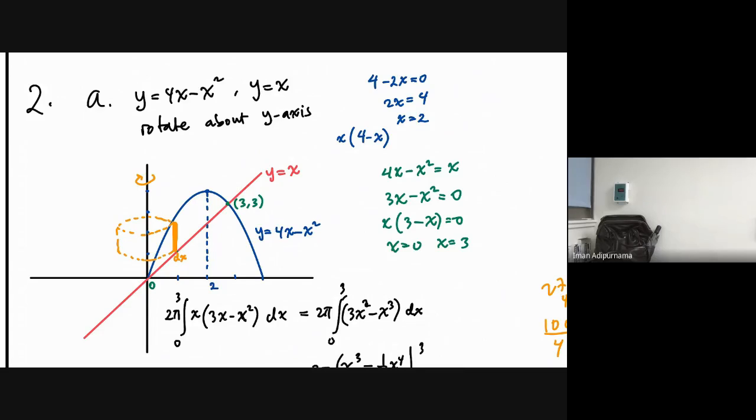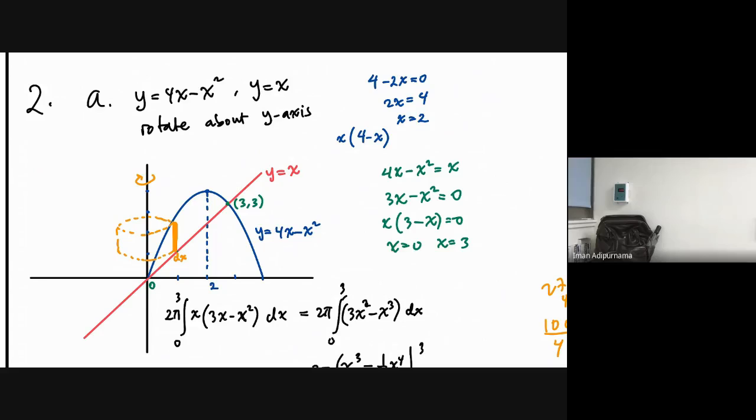Okay, and then the rotation is about the y axis. So here's the rotation. You can use dx if you want, or you can use dy if you want, but I prefer dx here. And then it will be using the shell method.